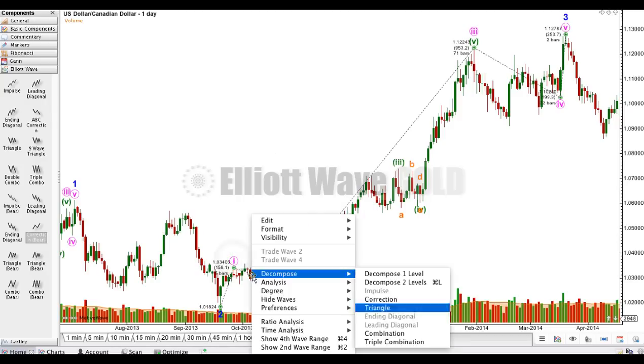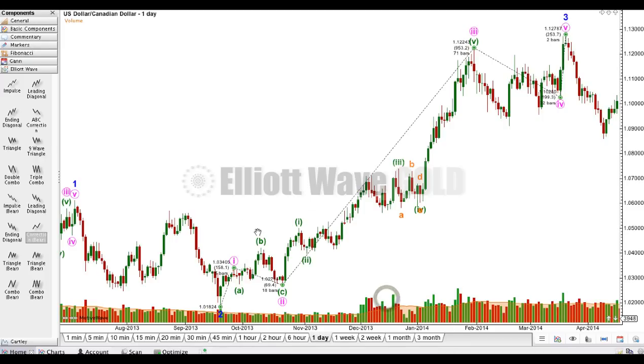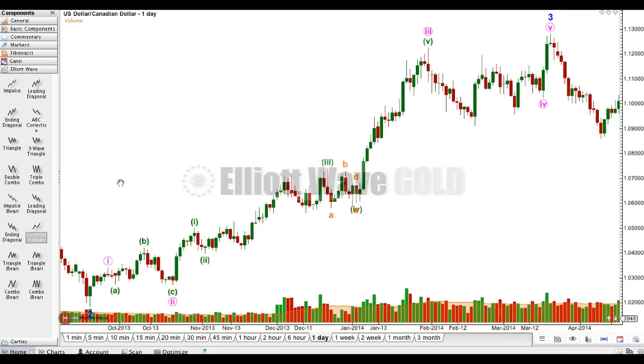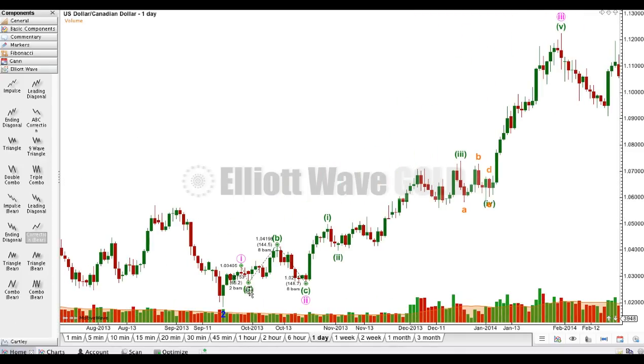This looks like an expanded flat. Let's just check the length of B in relation to A. How long is that? I have to make that bigger so I can see it. 65.2. Oh, it's over twice the length of A. But C's a 5, B's a 3, and if we have one up here, I suppose it could have a little third and fourth wave in there, but it just doesn't look like a very good wave then.